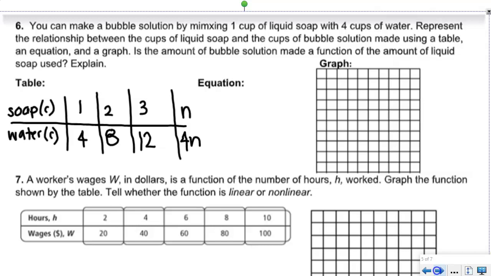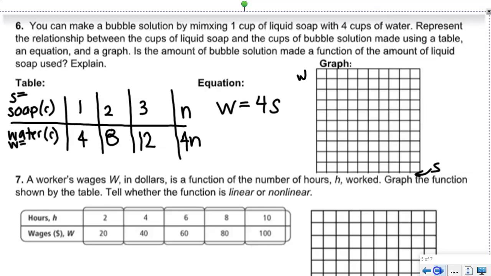So let me go ahead and say S is going to stand for soap and W is going to stand for water. So the amount of water is equal to 4 times the amount of soap. And then you would want to graph that equation on your graph. So remember, the independent variable, in this case S, is going to go on your x-axis, and so water is going to be the dependent variable, and that's going to go on your y-axis.